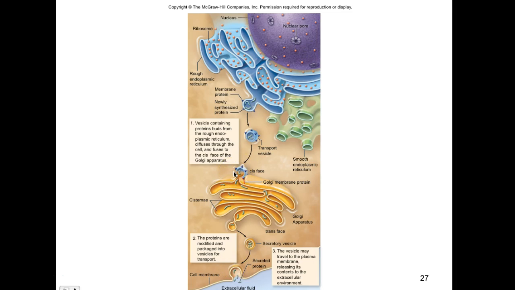So basically what will happen then is that vesicle will fuse to the Golgi apparatus, and then that protein will be expelled to the inside of the Golgi apparatus, where it's going to be modified into what it needs to be doing, and then it's going to be transported out via a vesicle, and that vesicle will be released from the trans face of the Golgi body. And now at this point, we go from using a transport vesicle to a secreting vesicle, and the vesicle may travel to the plasma membrane and release its contents to the extracellular environment. And you can see that going on here.